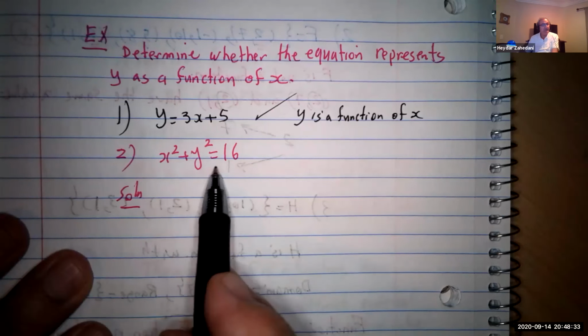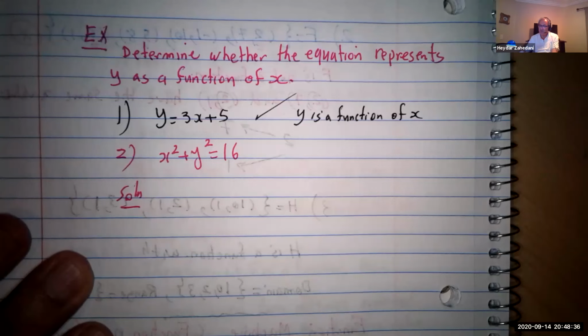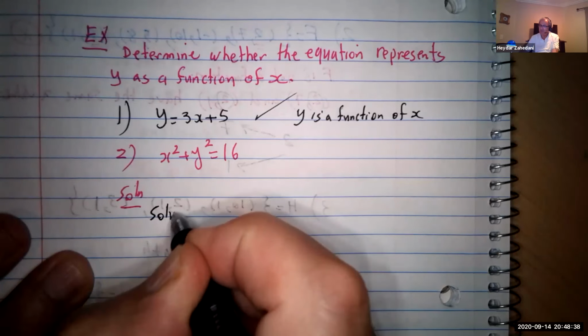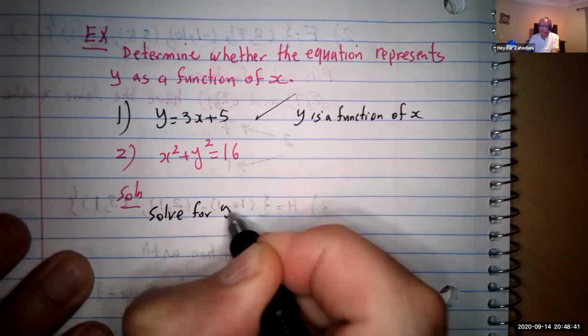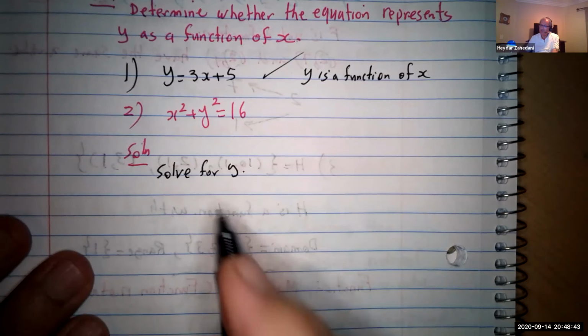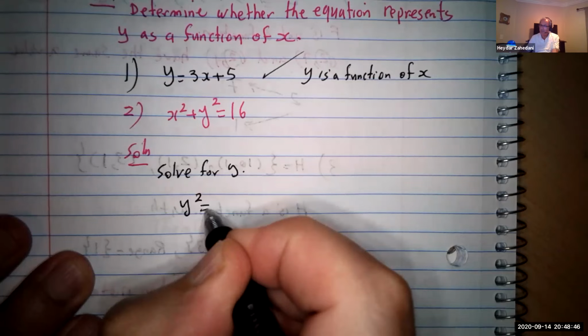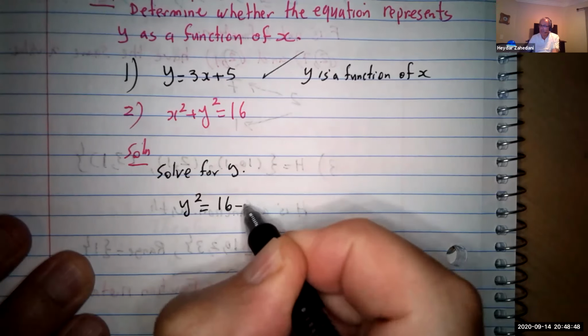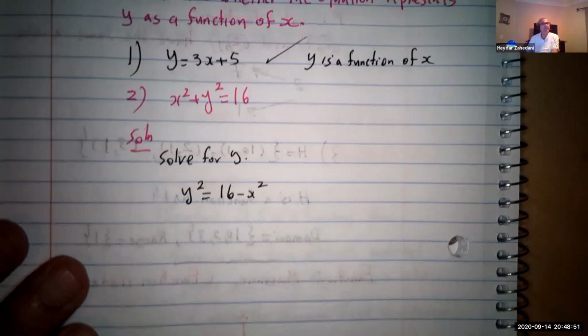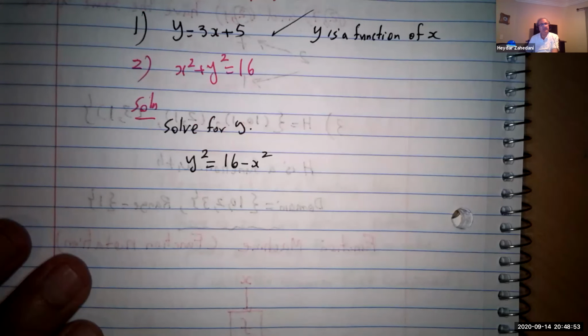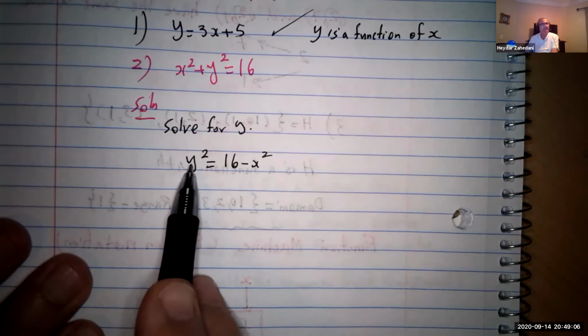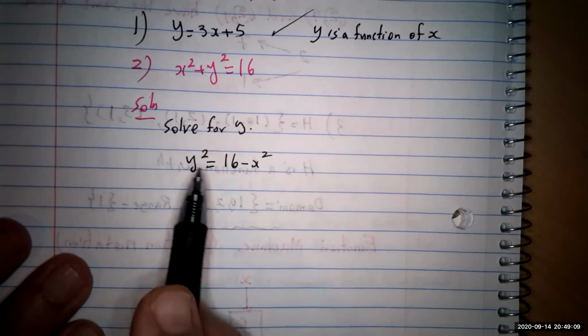Now this one, we have to find the y to find out. Okay, solve for y. So this means you isolate the y, it's going to be y squared equal to what? It's equal to 16 minus x squared. You want to find the y. How are you going to find it? Any suggestion? To find the y? Square root both sides. Very good. Square root of both sides.